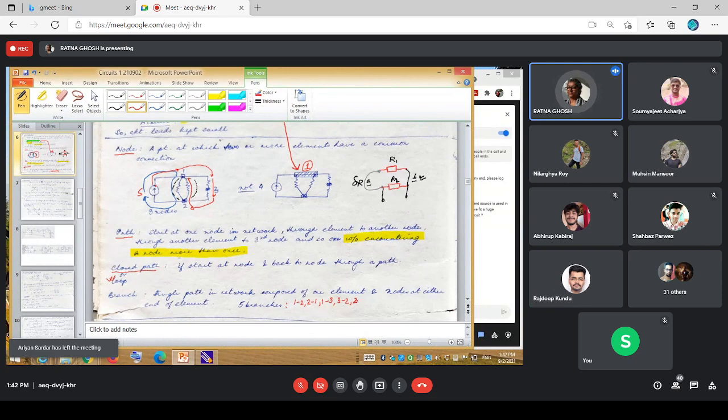2 to 1. So 2S1. Yes. Right? This is not a node. So 2S1. Right. So these are the 5 branches that you have. Okay. Good.